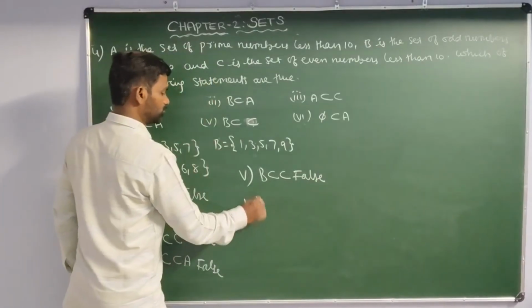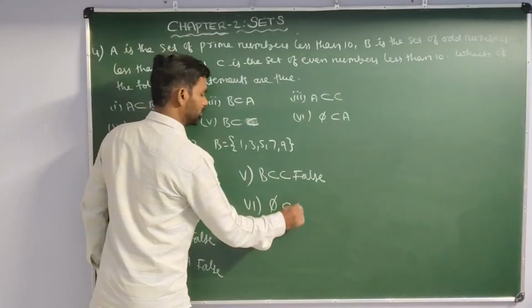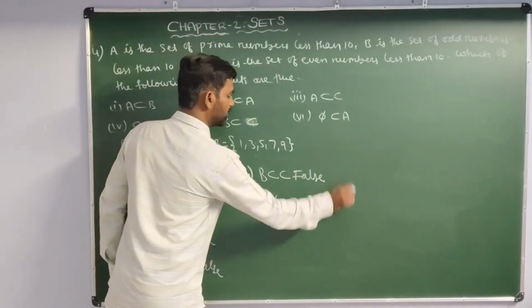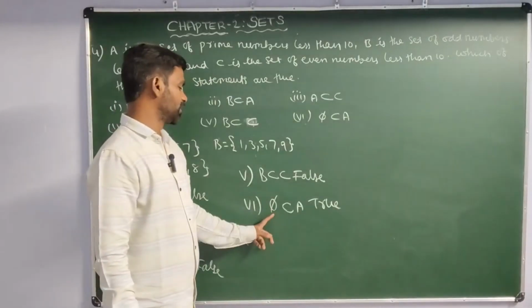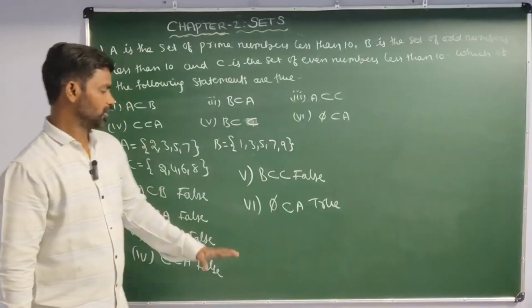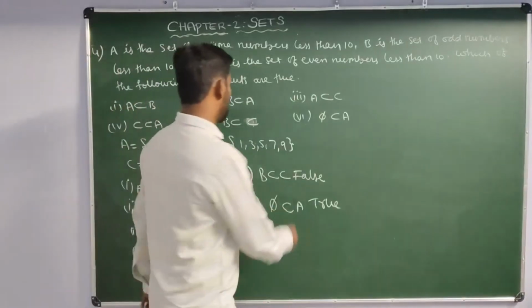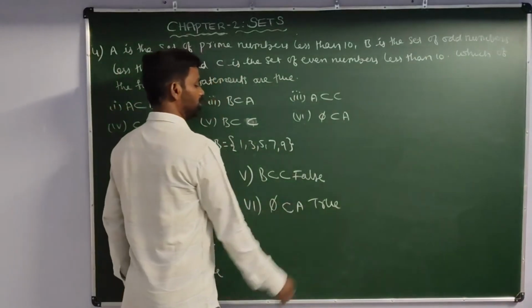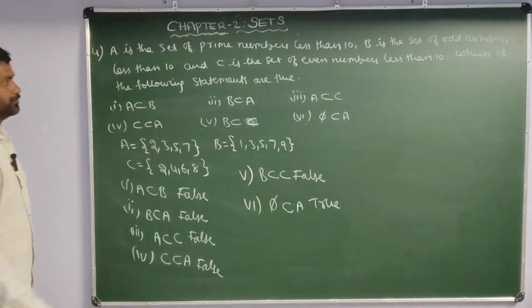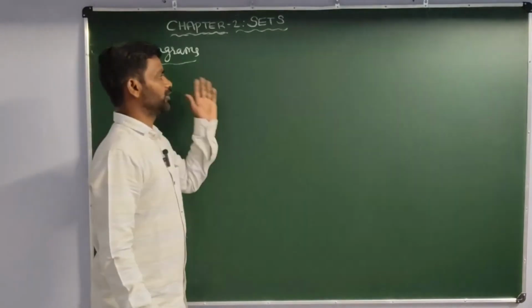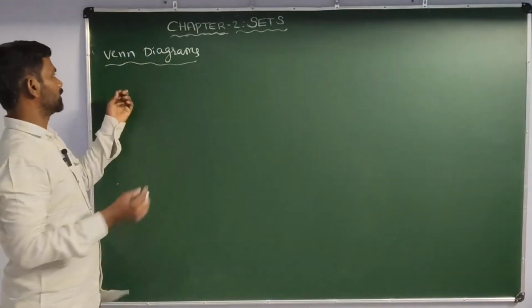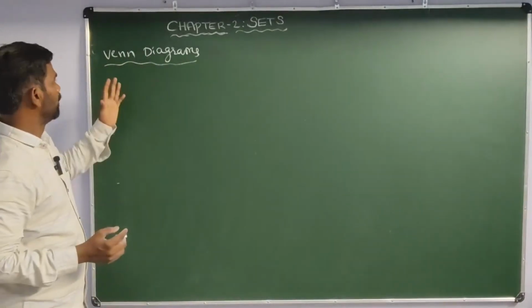Then sixth one, phi is a subset of A. It is true. Why is it true? Because the empty set is a subset of every set. This one only is true. Phi is a subset of set A. So next topic is Venn diagrams. Whatever we have done, we have to express in diagrams.